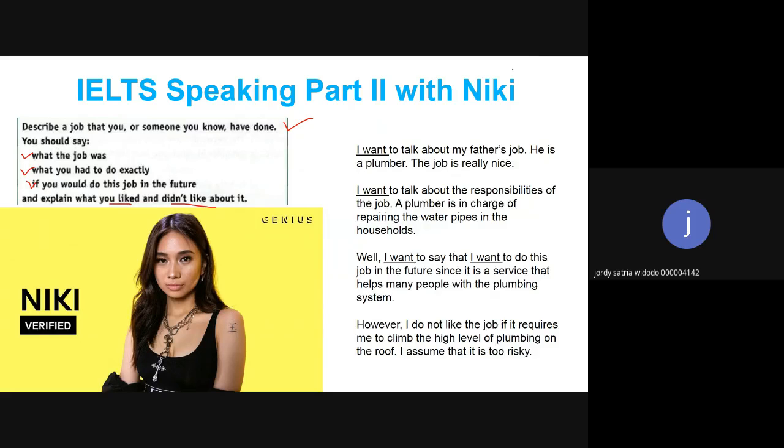Okay. Please pay attention to the underlined words. You've got I want, I want, I want. So please avoid repeating the same words all the time. If you keep repeating the same words all the time, your score will be reduced by the examiner. You need to find a synonym for I want. Okay, I wish, or I'd like to. Yeah, I enjoy, for example.